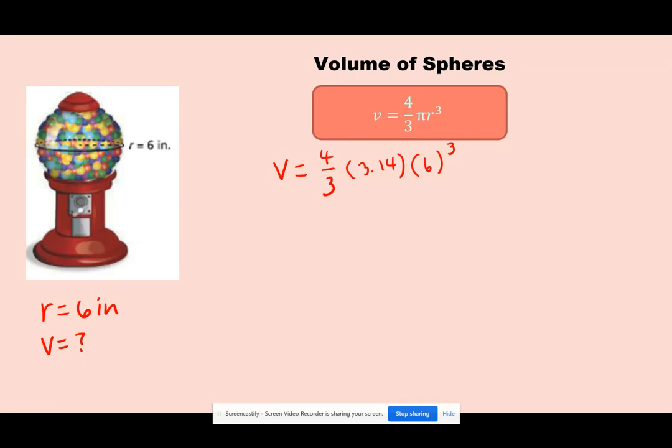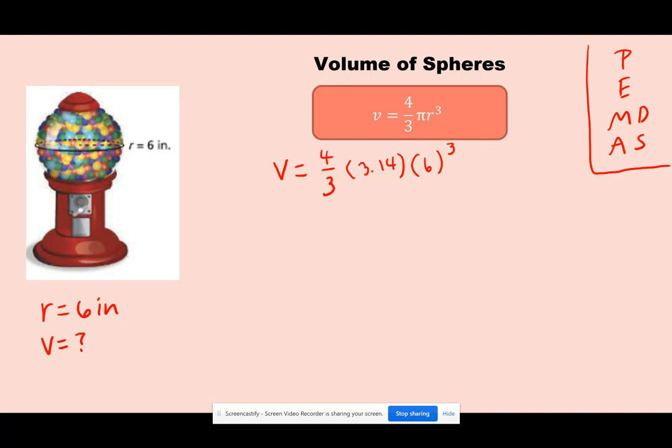Okay, now looking at this, we need to decide what we're going to do first. So remember your order of operations. You have please excuse my dear Aunt Sally. Okay, that's our order of operations. P stands for parentheses. If we look inside the parentheses, we have 3.14 and we have 6. There's no operations for us to do. Okay, they're just numbers inside.